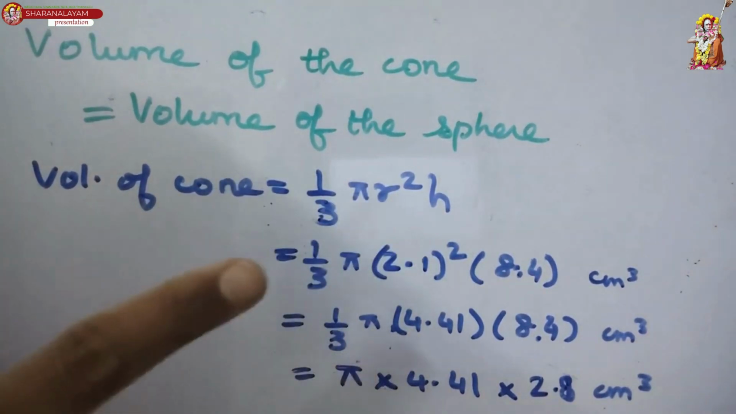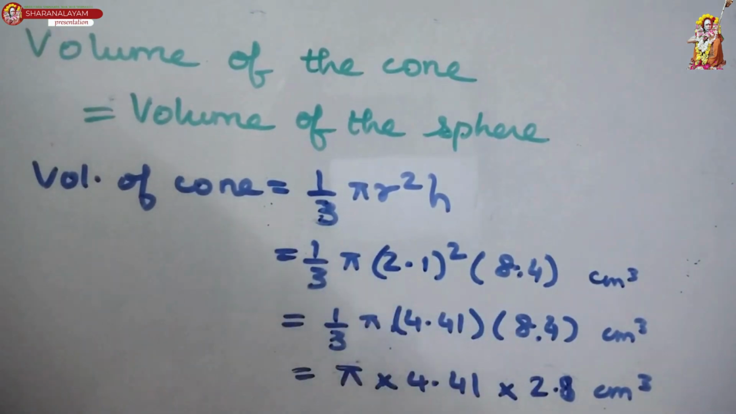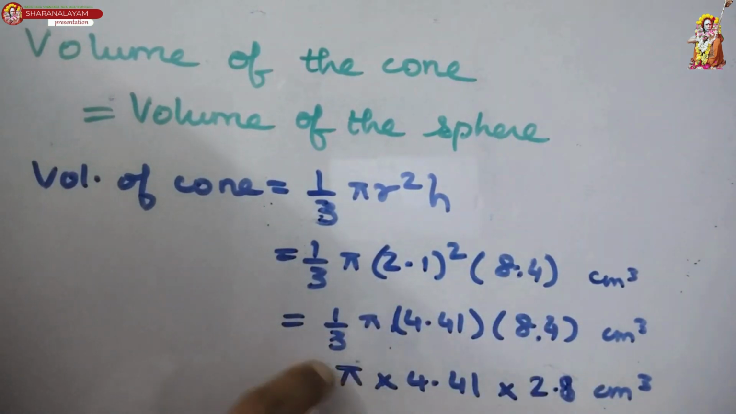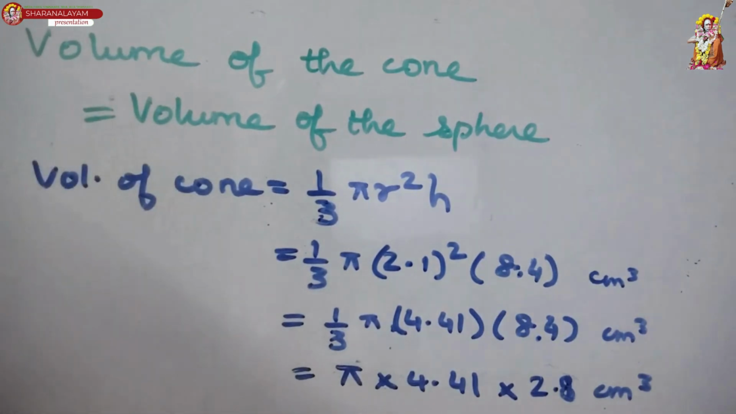1 by 3 pi r square h. So, if you substitute the values, so 2.1 square, 4.41 வருது. இங்க height 8.4 வருது. So, இந்த pi will remain as pi. 3யும் இதுவும் cancel பண்ணா 3 into 2.8 will be 8.4. So, we get this value. Okay, keep it as it is.